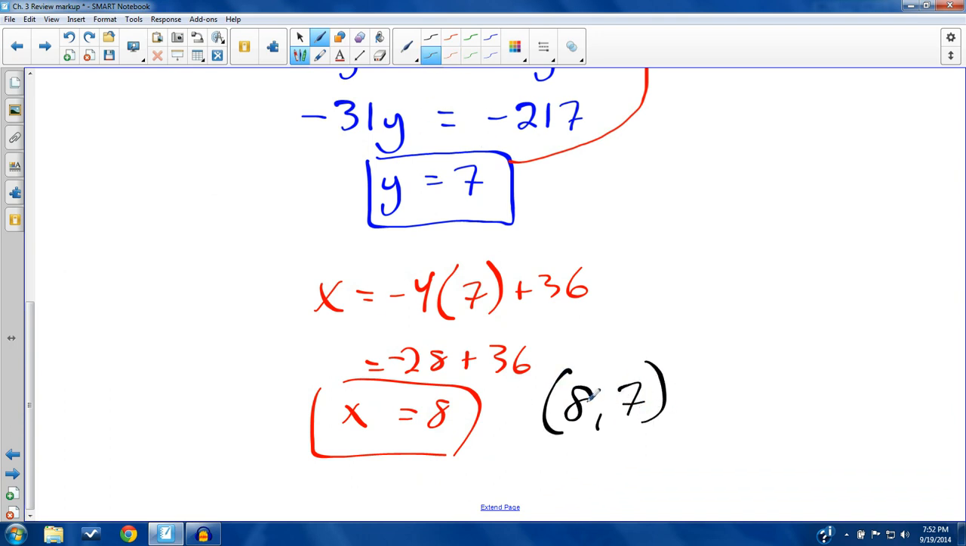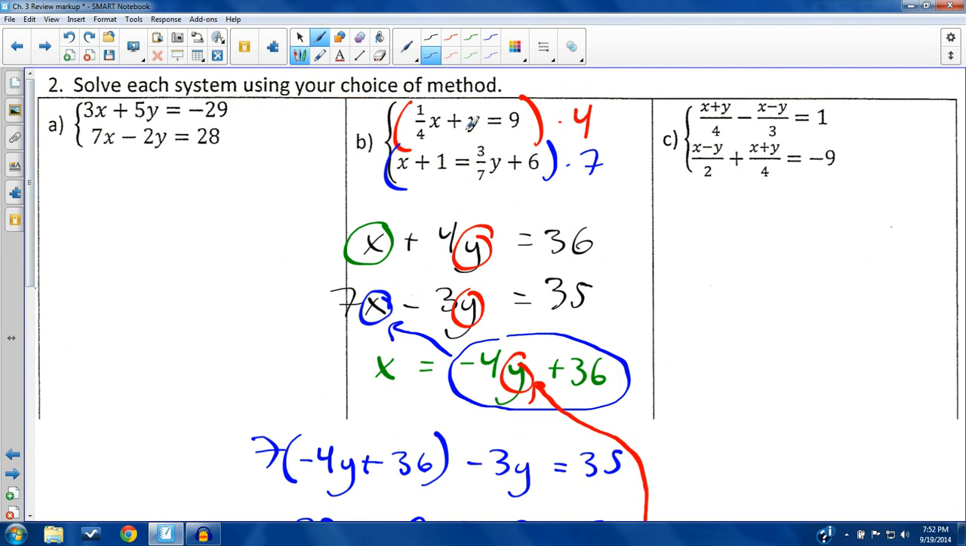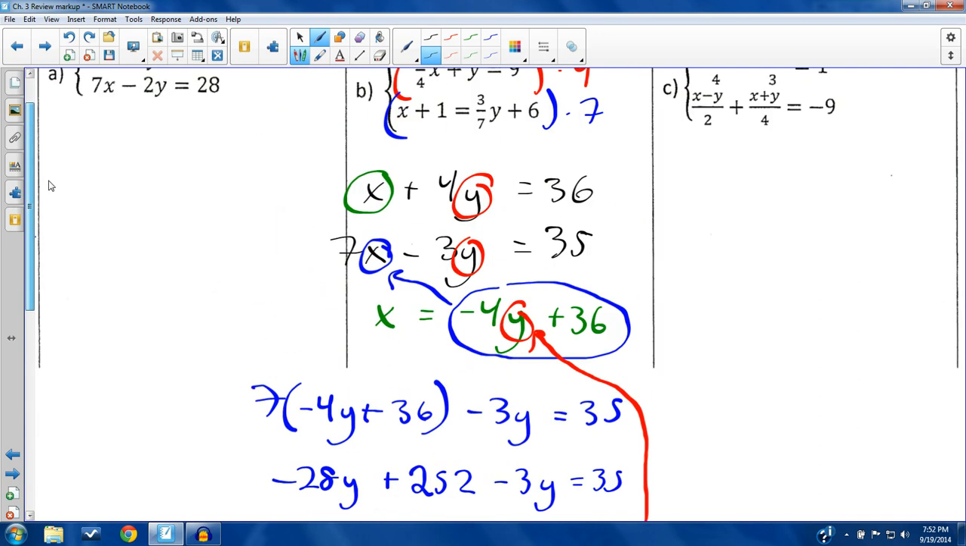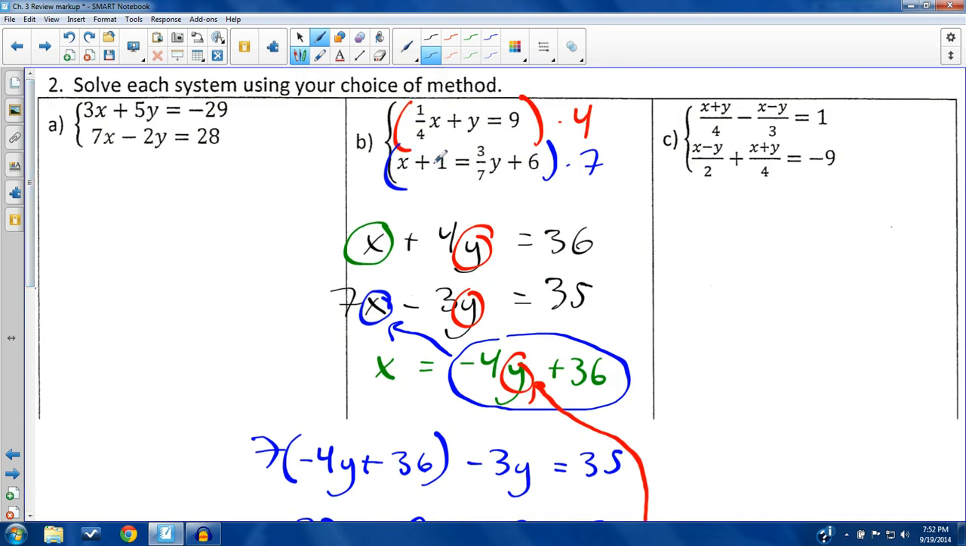And if you remember, what this means is the coordinate point (8, 7) on a graph is the point for which these two lines intersect if you graphed them. So if I put these in slope-intercept form and decided to graph, these would intersect at this one point, in this one point only. This is an independent system. They have different slopes apparently, and that's what you do.